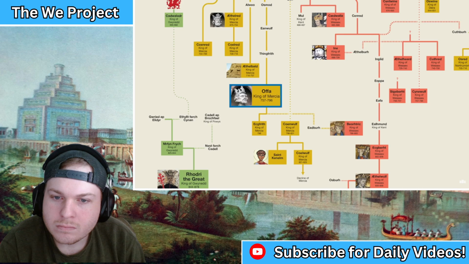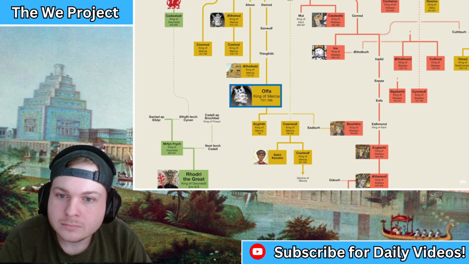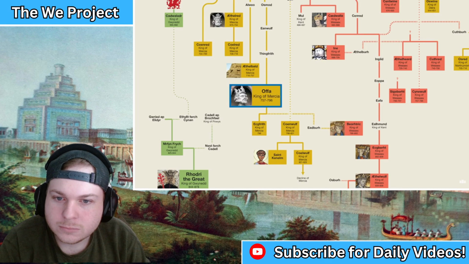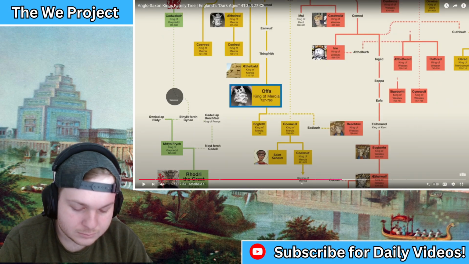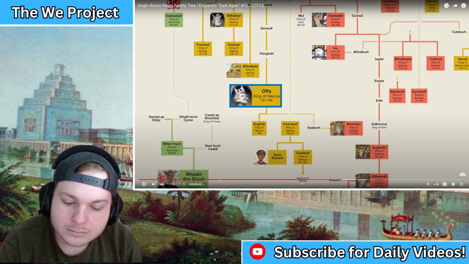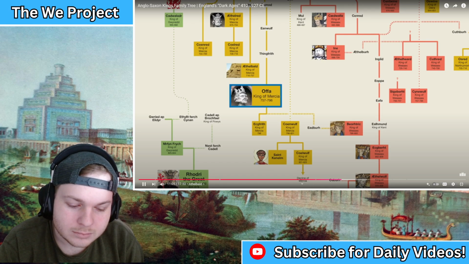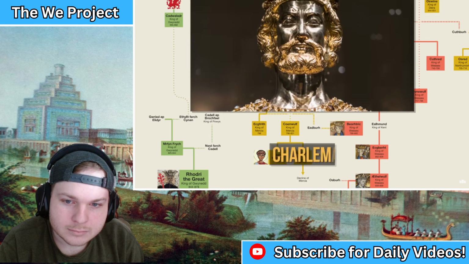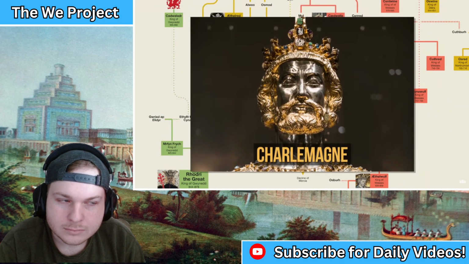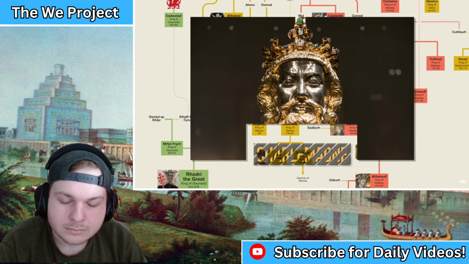Some even consider him to be a precursor to the later kings of unified England. His reign coincided with the reign of another great king over on the continent, that of Charlemagne. In fact, the two corresponded several times on matters of diplomacy. At one point, it seemed that Charlemagne's heir would marry one of Offa's daughters. However, that didn't end up happening.